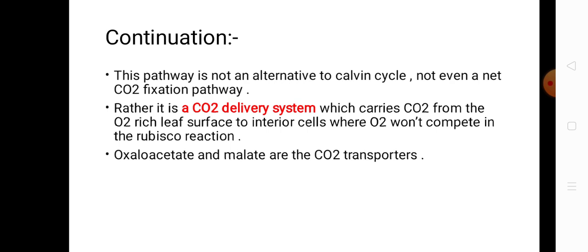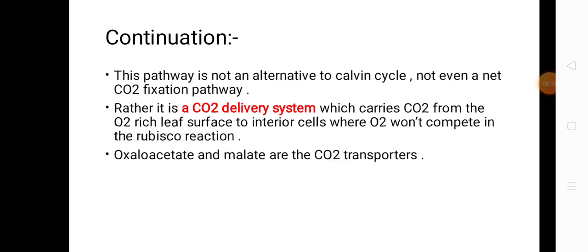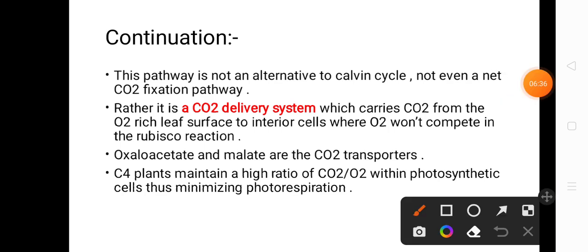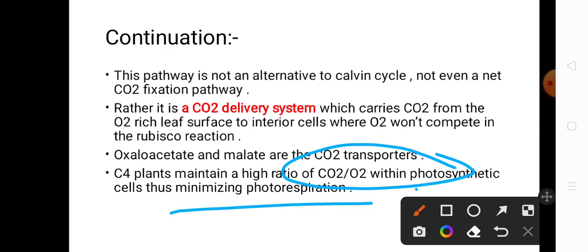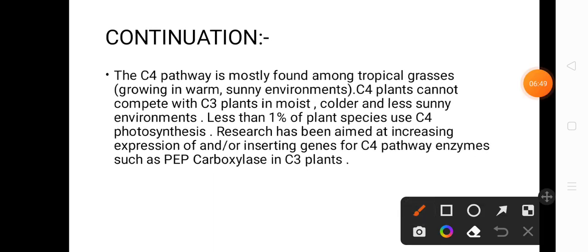Oxaloacetate and malate are the CO2 transporters mainly involved in this CO2 transportation. That's how C4 plants maintain a high CO2 concentration over O2 concentration, and that's how they minimize photorespiration.